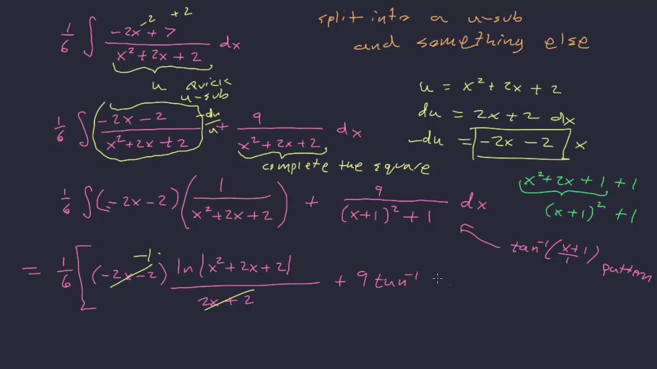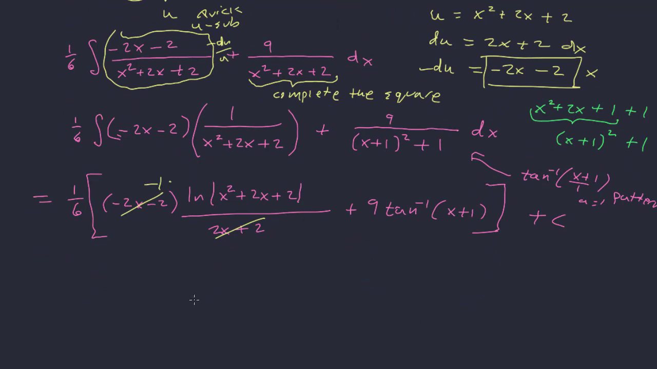Then we'll have tan inverse of x plus 1, and that's all because our a here is 1, so we don't have to worry about the dividing and all that stuff. Close this off, give us a plus c, and that is pretty much it. We can distribute this 1/6, but other than that and some simplifications, that's basically it. When we multiply the 9 by the 1/6, we'll get 3/2 tan inverse x plus 1. And honestly, after all that, I would leave it like that.